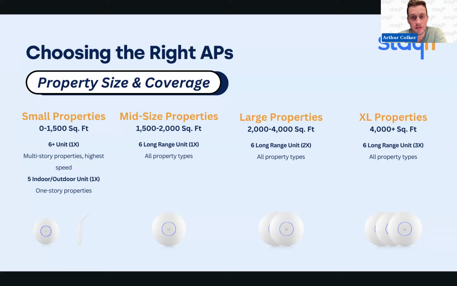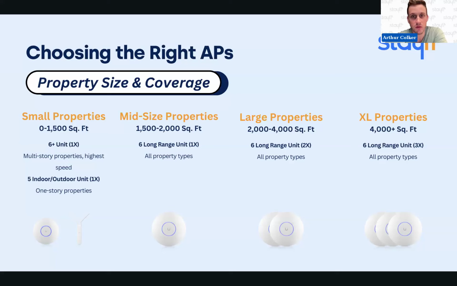And then when you get to the mid-size and larger properties, we're going to move over to another device that we call the 6 Long Range. That's the most expensive device that we sell. One of those is great for our properties up to 2,000 square feet. And then when you get larger than 2,000 square feet, that might be a time where you want to consider getting a mesh device.